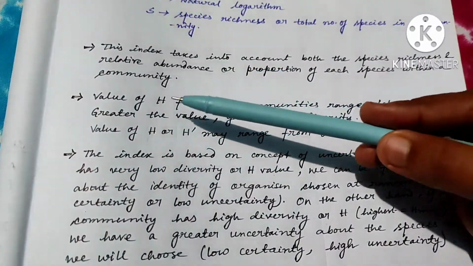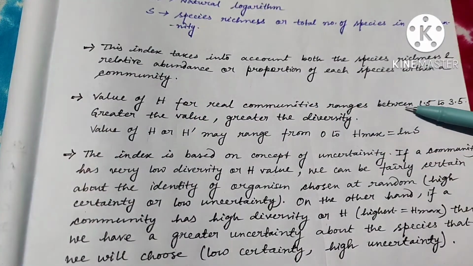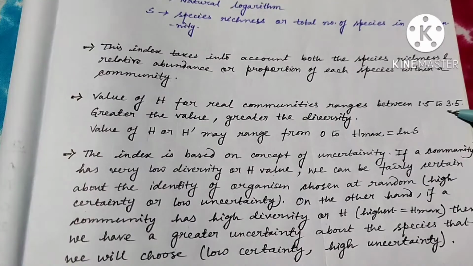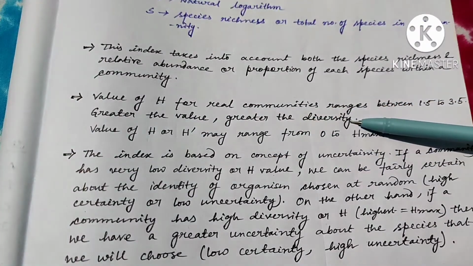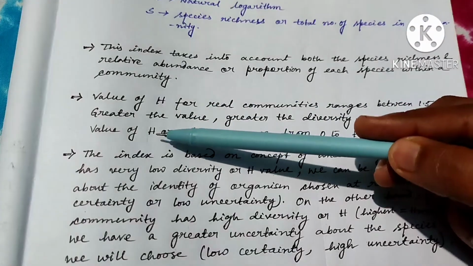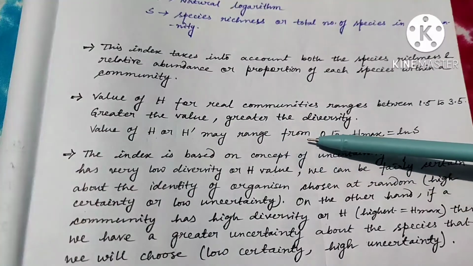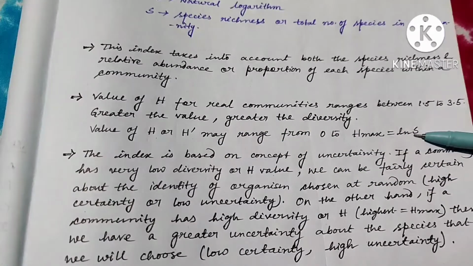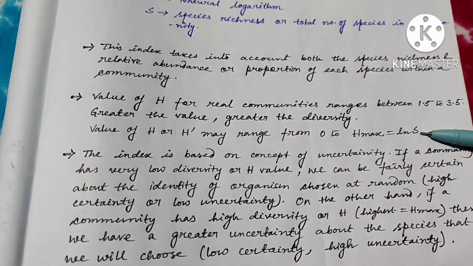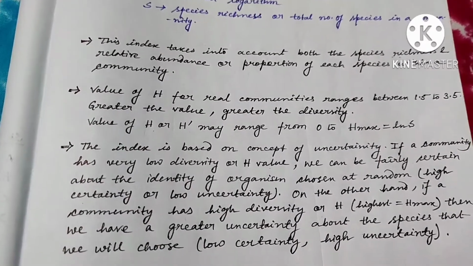Now the value of capital H for a real community ranges between 1.5 to 3.5. Okay, and the greater the value, the greater the diversity. Now the value of capital H or H prime, that is the Shannon index, may range from 0 to H max. H max means ln of s. That means the maximum diversity, where s is the species richness. So H max depends on the species richness.